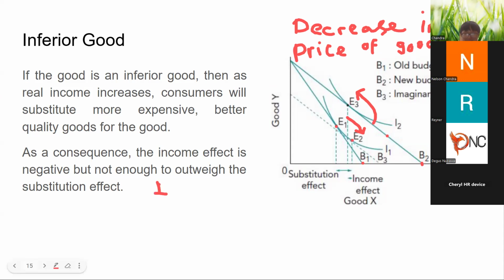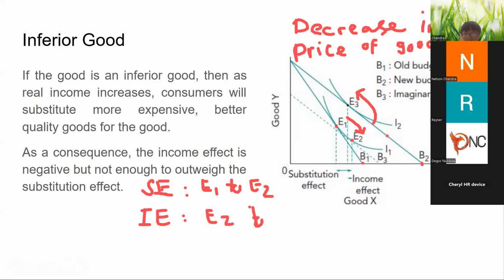So let me summarize first. The substitution effect is from E1 to E2. It is still consistent. There is a positive substitution effect because there is a decrease in the price of good X. But for the income effect, it will be from E2 to E3. So this will be considered a negative income effect. This is still a positive substitution effect, and the income effect will be considered negative.